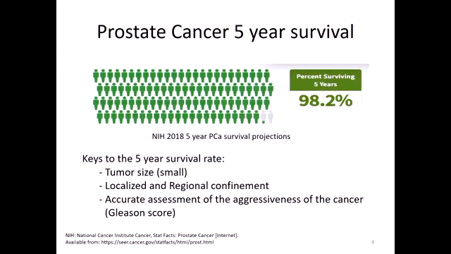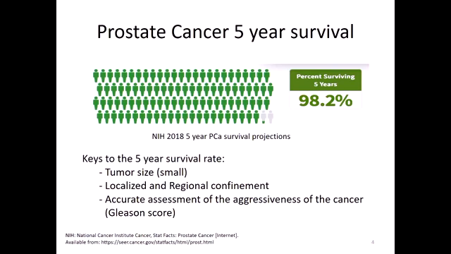And so the prostate cancer 5-year survival is quite high at 98.2%. However, there are keys to that survival rate. And the first is tumor size, so early detection. We can catch the tumor when it's small and have a better chance of treating it. The next is localized and regional confinement. Localized confinement is to the prostate gland itself. The regional confinement is the prostate gland itself and lymph nodes around the prostate gland. Anywhere else it's metastasized, the 98.2 drops dramatically down into the 30% range.